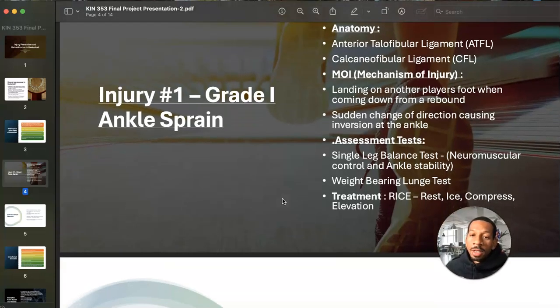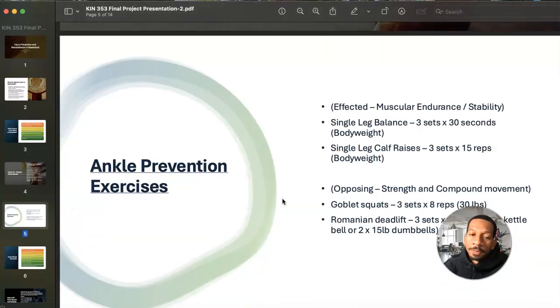For this assessment, we'll do a single leg balance test, working on neuromuscular control and ankle stability, and we'll also do a weight bearing lunge test. And the treatment for this sprain will be RICE, which stands for rest, ice, compression, and elevation.